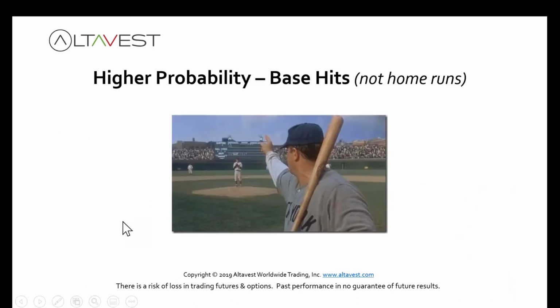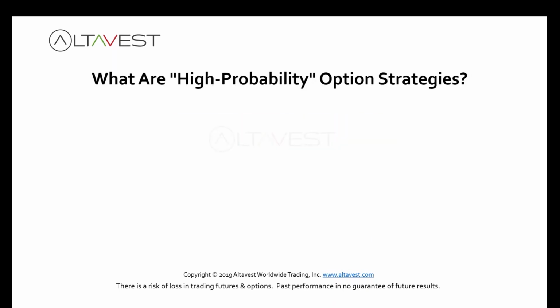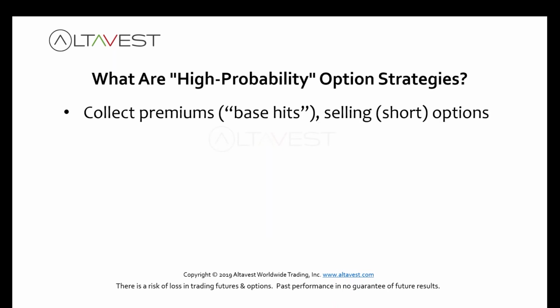So, let's look at a baseball analogy, even though baseball is kind of on life support these days. I don't even know if they'll have a season. I don't know if anyone even cares at this point, but higher probability with baseball. You're going to get a base hit or a grand slam. What's the higher probability outcome? Well, a base hit. So that's what we like to look at with option strategies, high probability strategies, what we call base hits, by selling or going short options, collecting premiums.